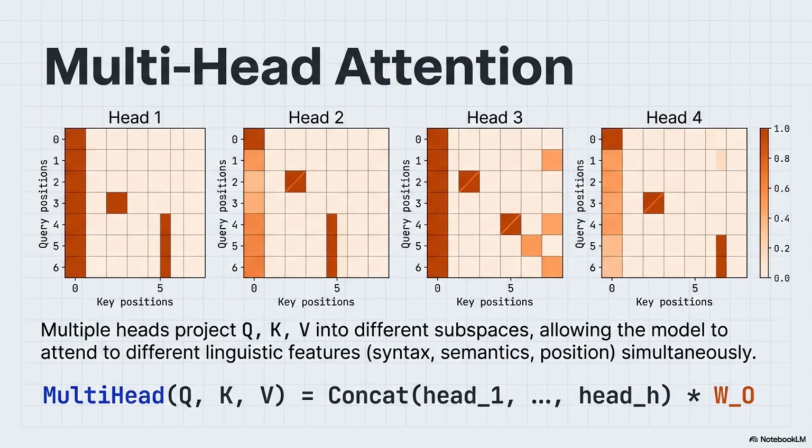And each head can learn to focus on a totally different kind of relationship. So you might have one head that's an expert in grammar, another one that tracks who did what to whom, and a third that's just focused on what the pronouns refer to. It's like having a whole team of specialists analyzing the sentence all at once.